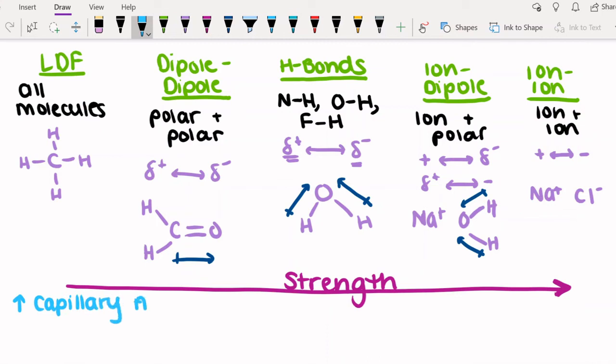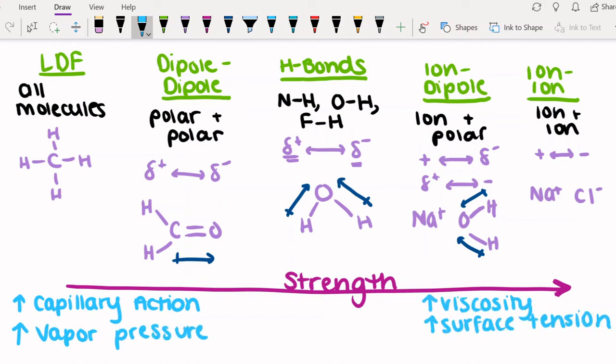Molecules with weaker IMFs, like London dispersion force, will typically have greater capillary action and high vapor pressure. Substances with stronger IMFs will most likely have a higher viscosity, surface tension, and boiling point.